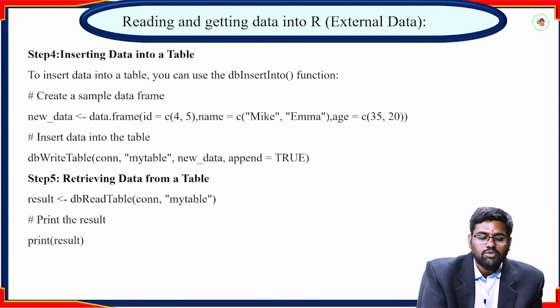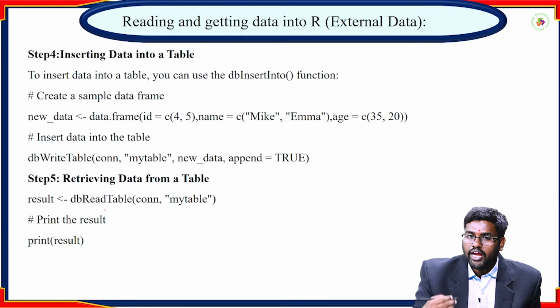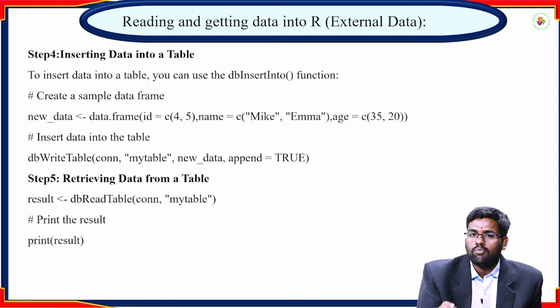Now retrieving data means we have to use the read table. Read table is used to retrieve the data from the file. Write table is used for adding the content into the database file. So dbReadTable of the particular connection, comma, particular my table. So we retrieve the content: a total of 5 IDs, names and ages.